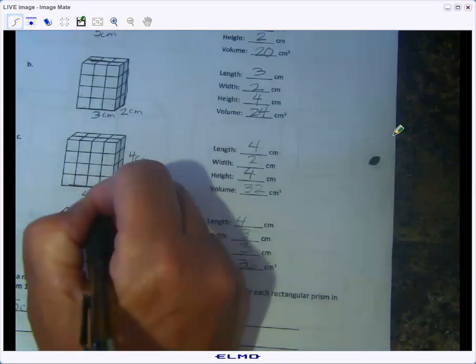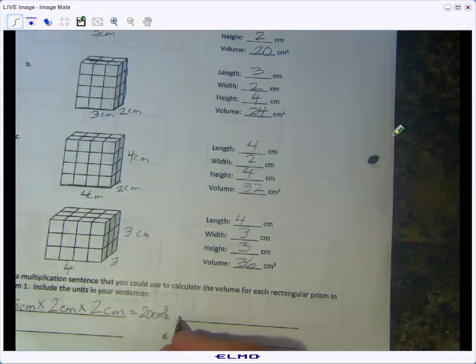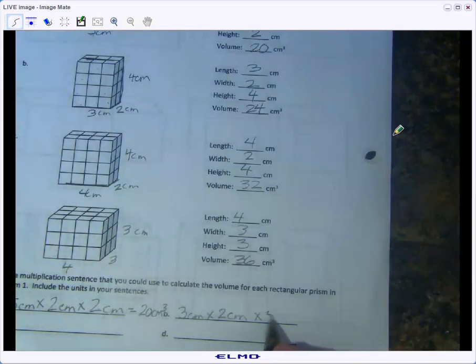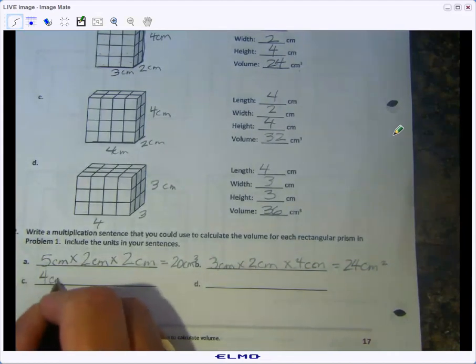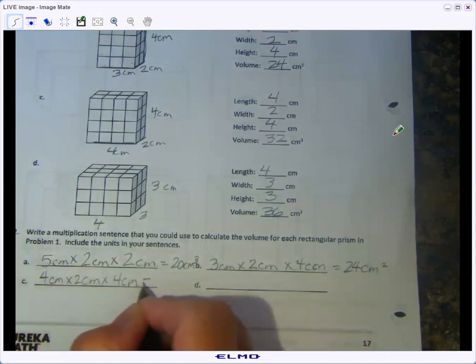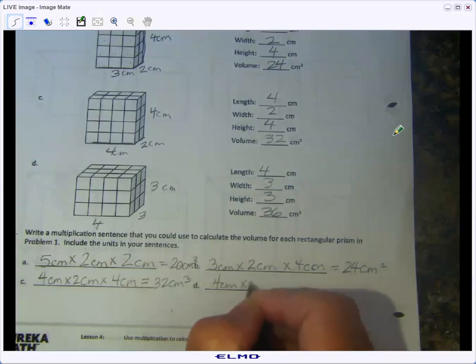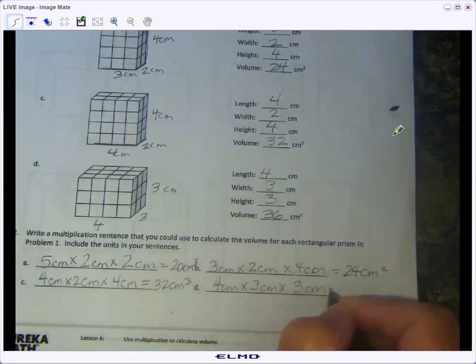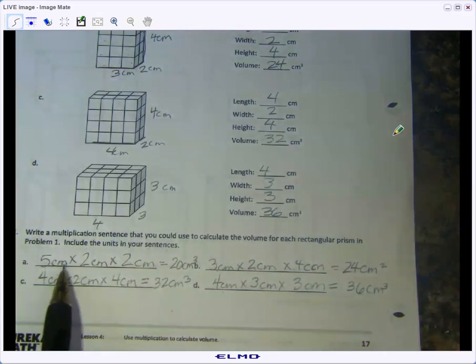So let me fill those in real quick. Now, you will see that 5 times 2 is 10, 10 times 2 is 20, and we get 20 cubic centimeters. The next one, B, is 3 centimeters times 2 centimeters times 4 centimeters. And we get 3 times 2 is 6, times 4 is 24 cubic centimeters. The same thing we got up here when we counted. For C, 4 centimeters times 2 centimeters times 4 centimeters equals 32 cubic centimeters. And the last one, 4 centimeters times 3 centimeters times 3 centimeters equals 36 cubic centimeters.